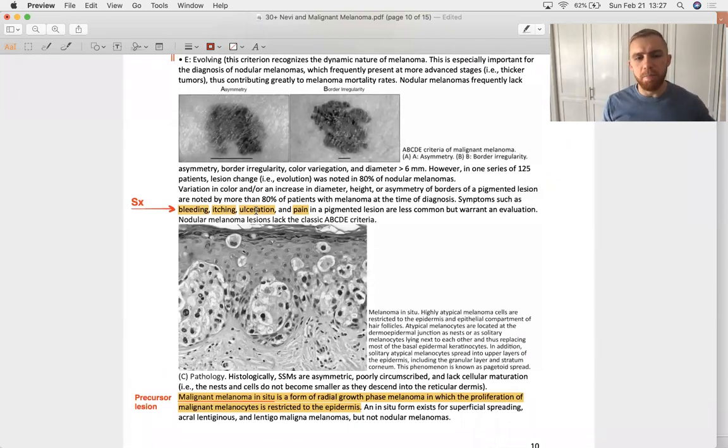Now, this lesion may start to bleed. It may start to ulcerate. It can itch very uncomfortably. It can even start to cause the patient a lot of pain. So those are going to be different symptoms that clue you into, oh, this is not just your run-of-the-mill benign nevus that I'm dealing with. This could be a tumor.